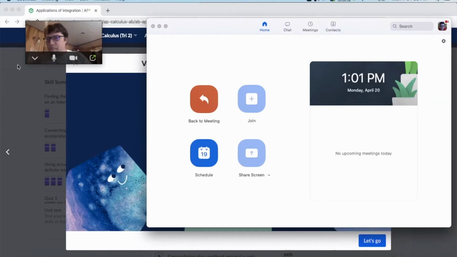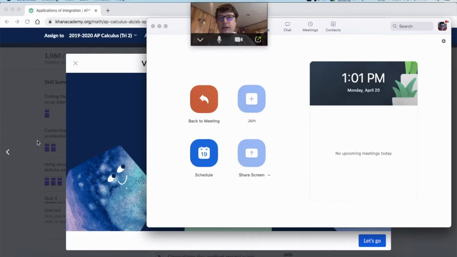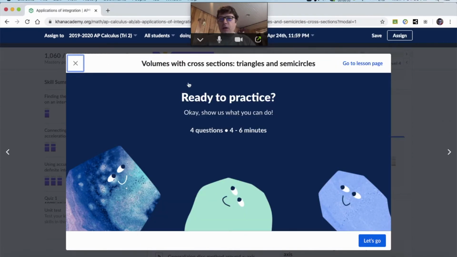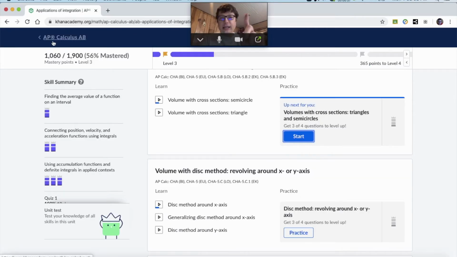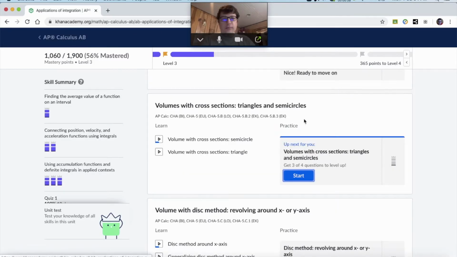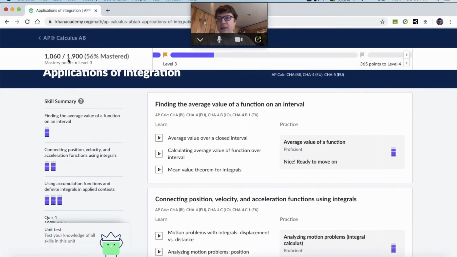A little minimization of the window there, and hi right at the top. And I went into AP Calculus AB. I didn't assign it yet. You need to do that yourself. But it's in the, I'm going to back out of this for just a second here.